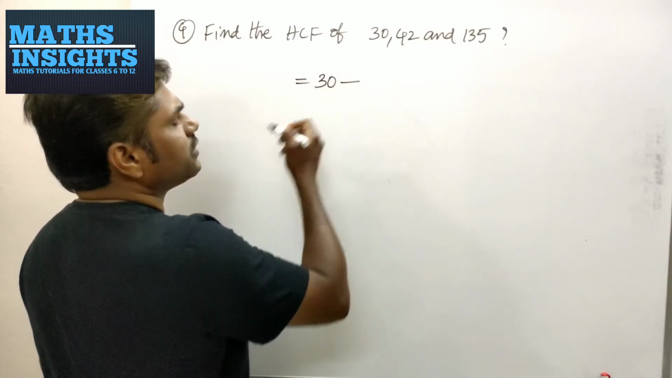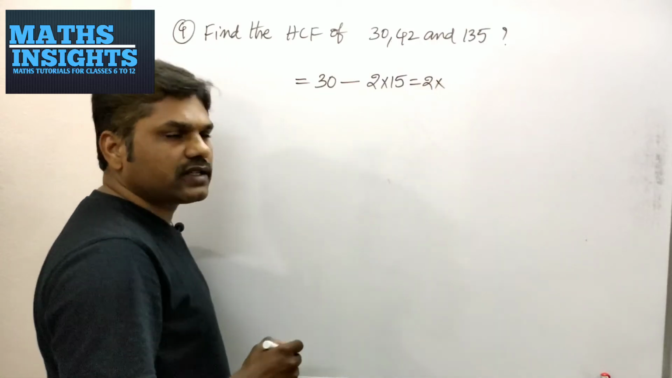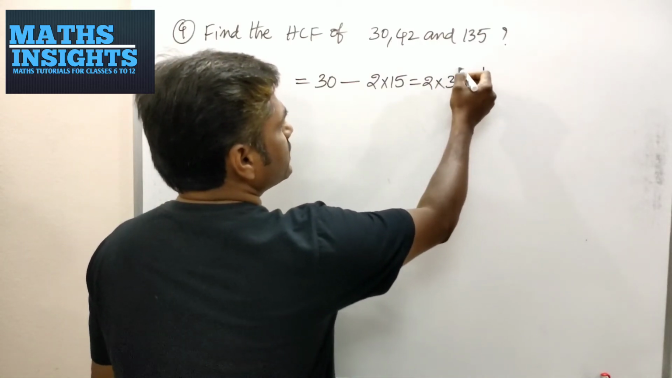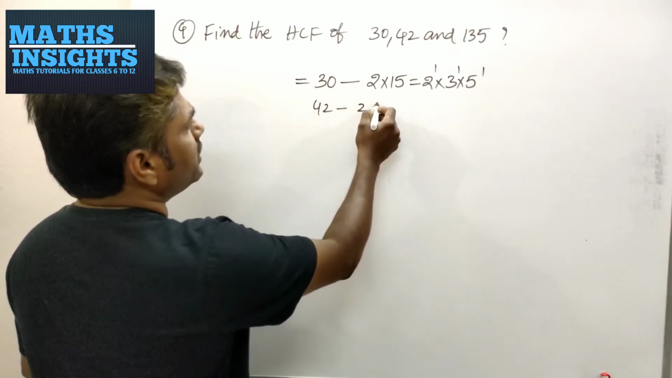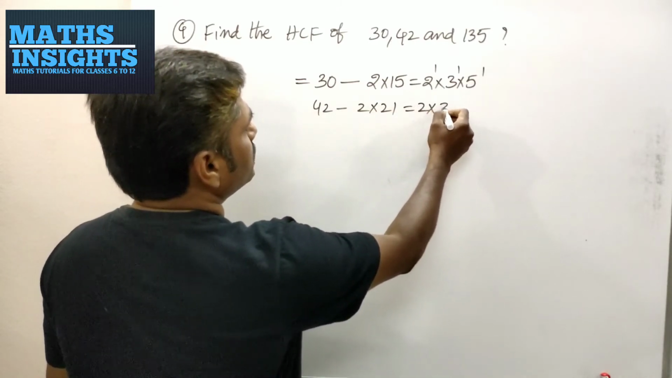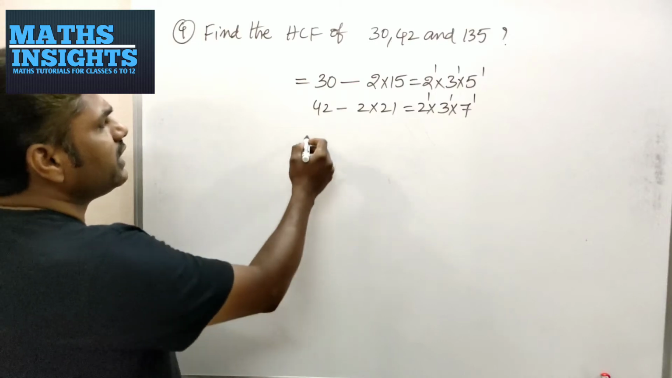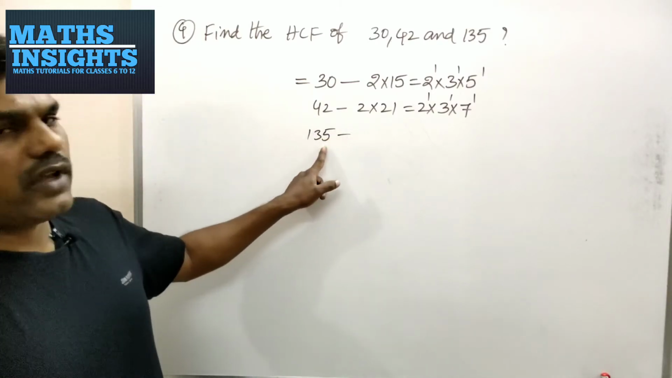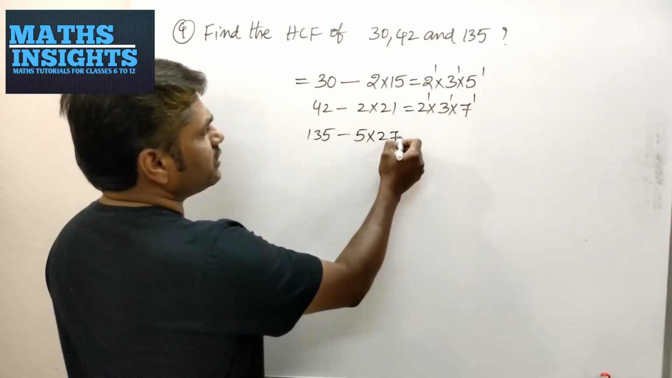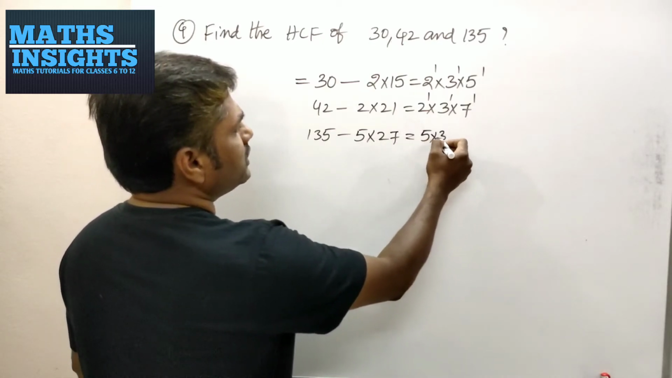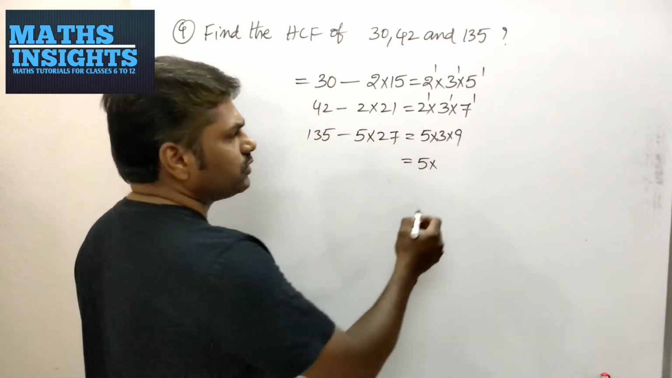See, 30 can be prime factorized as 2 into 15, and 15 can be written as 3 into 5. That means the exponents of all these prime numbers are 1. 42 can be written as 2 into 21, that is 2 into 3 into 7. So these are the product of prime numbers. Taking 135, 5 is in the units place, so it will divide exactly by 5. Therefore 5 into 27, then 5 into 3 into 9. Otherwise you may directly write it as 5 into 3 cube.